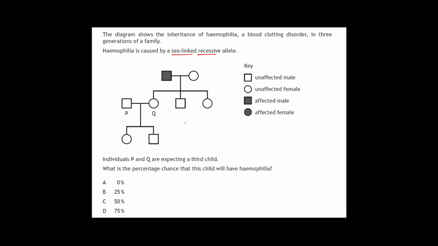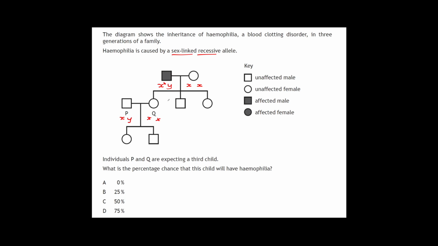So the first thing I'm going to do here is I'm going to say, right, sex-linked recessive, okay? So this male that's affected is going to have a recessive allele, okay? We're going to do the 2 X's for mum there. We're going to do the XY for this male here, for P, and do the XX for this Q here, okay? And then we'll start working out what their alleles are going to be.